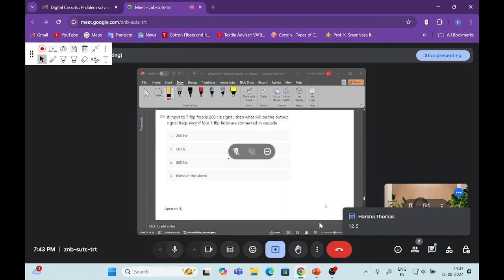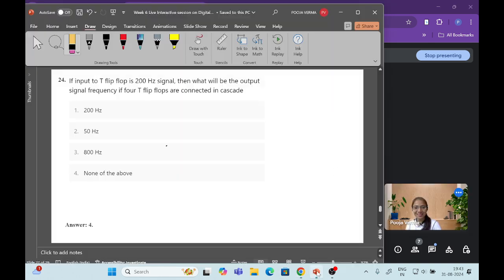Yeah, 12.5 is the correct answer. Let me solve this question. It is given that the input to the T flip-flop is a 200 hertz signal. What will be the output signal frequency if 4 T flip-flops are connected in cascade?